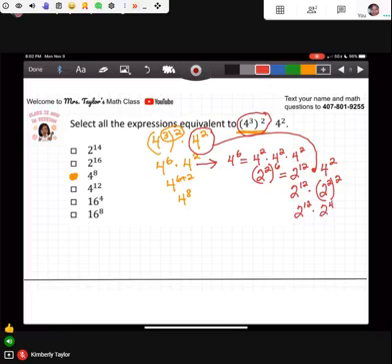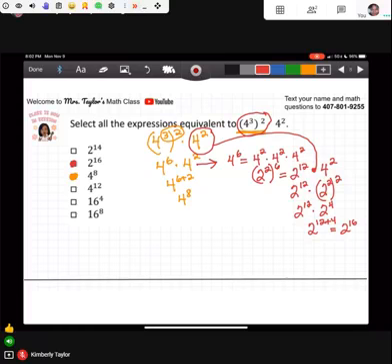And then I can add my exponents together, because I have the same base and I'm multiplying. I can add the exponents, 12 plus 4, and I get 2 to the 16th power. Okay? And that is one of my answer choices. So I would select this one as well. Now for the next one.